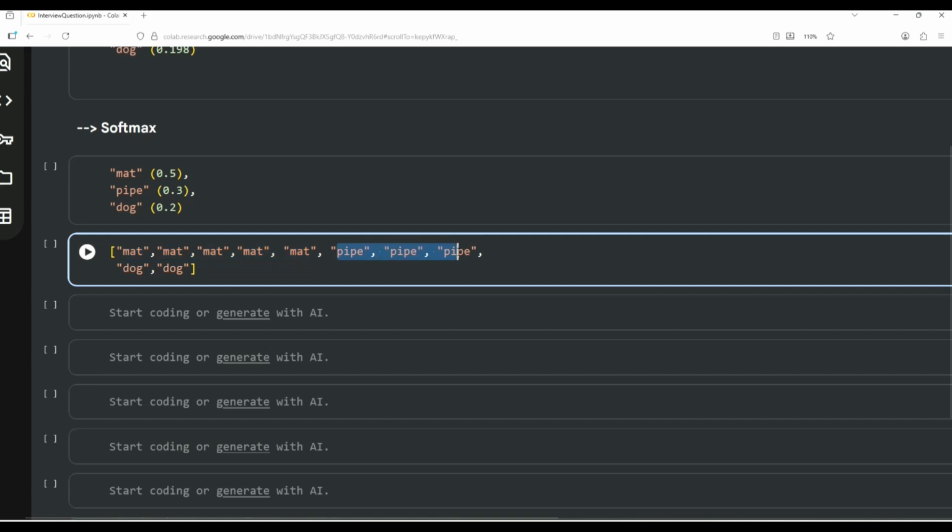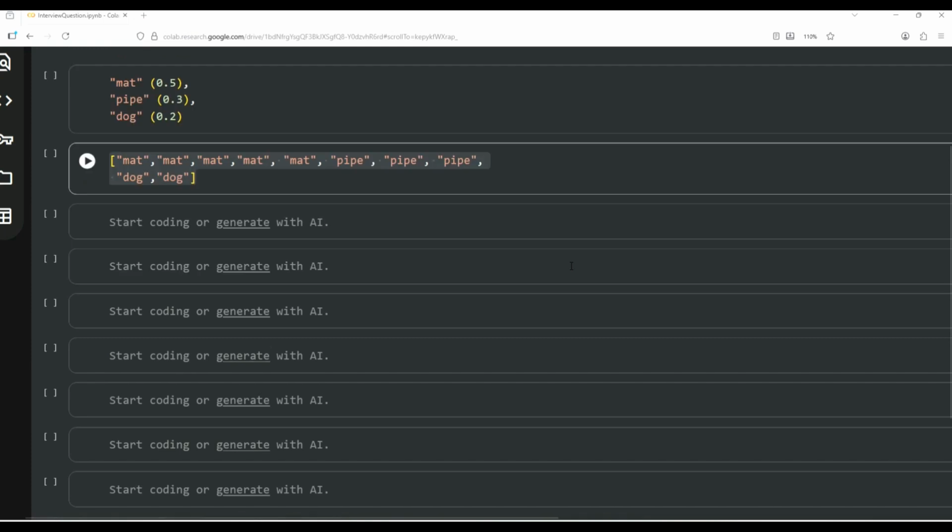Pipe is appearing 3 times. It has a lesser probability than mat to get selected, right? And dog, because it is appearing the least number of times, has the lowest probability to get selected, right? But each of these tokens has at least some probability to get selected, right? So this is how the top k parameter works.